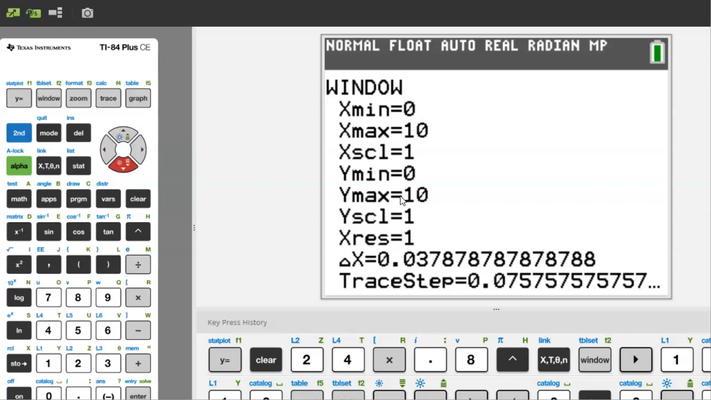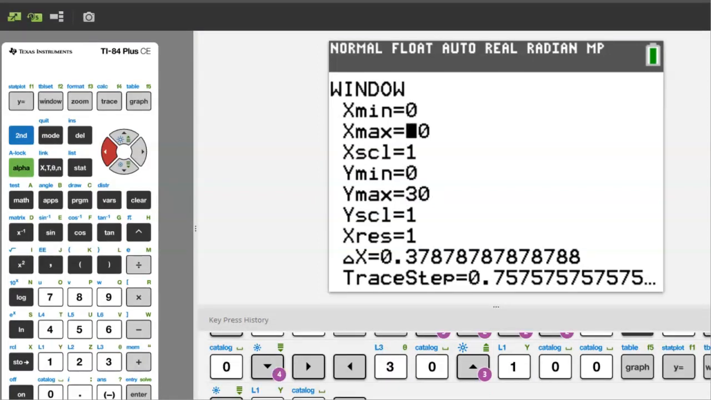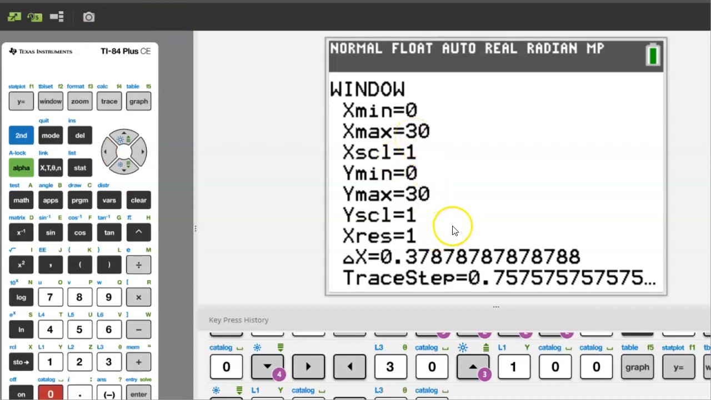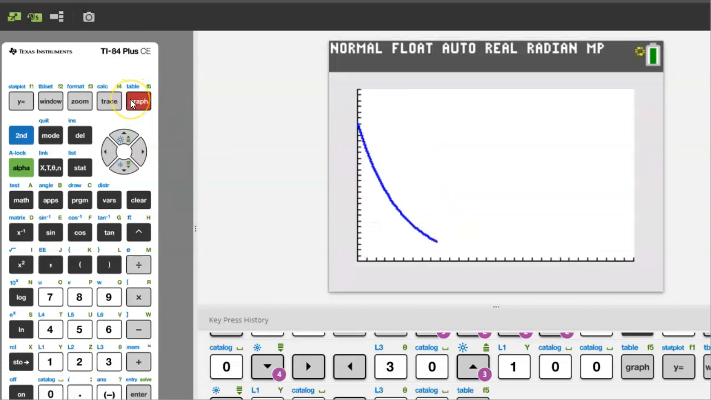All right, so we know that for our y maximum, we need to go up to at least 24. So I'm going to go up a little bit higher. Let's do like 30. And for my x maximum, let's change this one to, let's just do 30. We'll change it from 10 to 30. There we go. All right, so let's see what the graph looks like now.